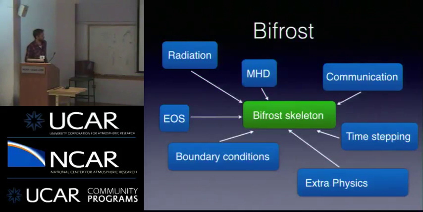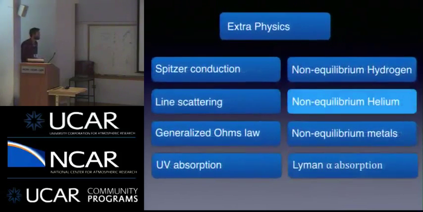And the strength of this code is that this thing is continuously evolving. So what we have at the moment is we have Spitzer conduction, that's of course important mostly in the corona, so field-aligned thermal conduction. We have line scattering, UV absorption, Lyman alpha absorption. These are all based on a scheme that Mats and Jorrit came up with a couple of years ago.